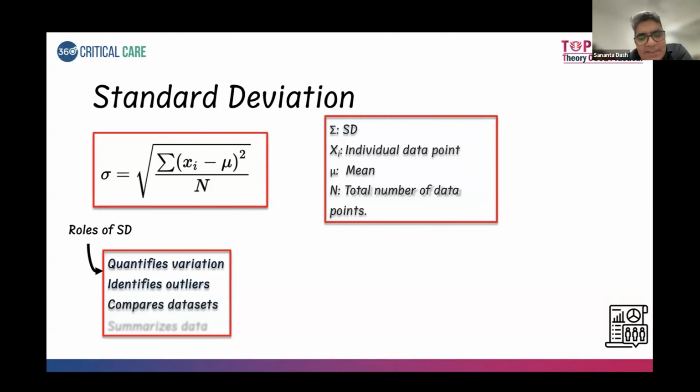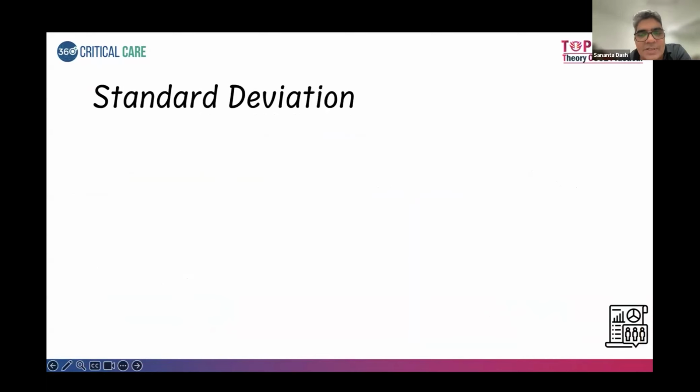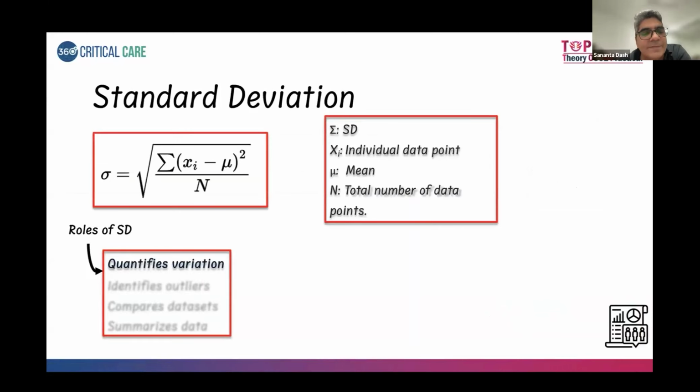It compares data sets again in that figure, the one we saw earlier. It compares two data sets. In this data set, the standard deviation is smaller, so the data is more homogeneously distributed and compact compared to this one, more heterogeneous data, which is distributed in a wide variation. So it gives a comparative account of the data set. And also it summarizes the data.